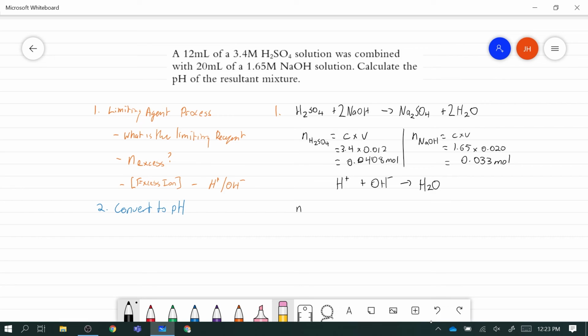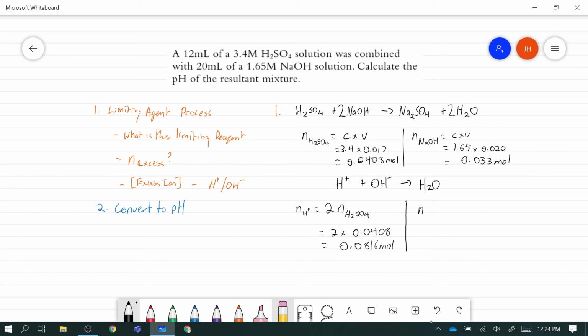So the next step that I'll be doing is calculating the number of moles of hydrogen. And that's going to be equal to double the amount of sulfuric acid present, which is 2 times 0.0408. And that is equal to 0.0816 moles. And that value there is a lot more useful when trying to figure out what the limiting reagent is and what excess there will be at the end.